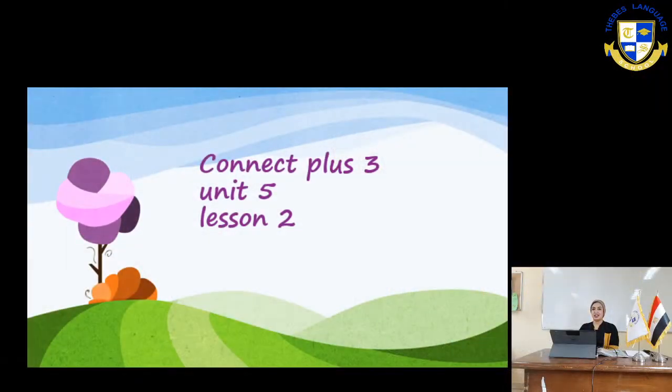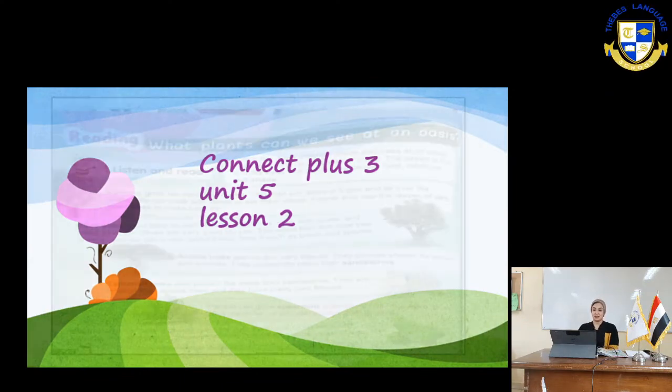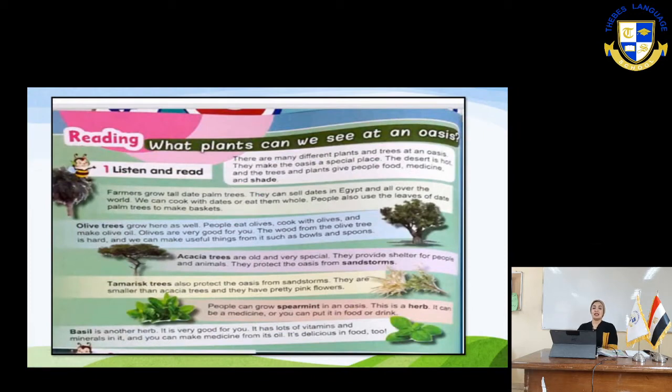Let's continue. Connect Plus, Unit 5, Lesson 2. I need you to open your book, page 66. Last time we talked about the oasis, and today we are going to know more about the plants we can find in the oasis. What plants can we see at an oasis? I need you to look at the pictures, see some plants here, and let's read the text.